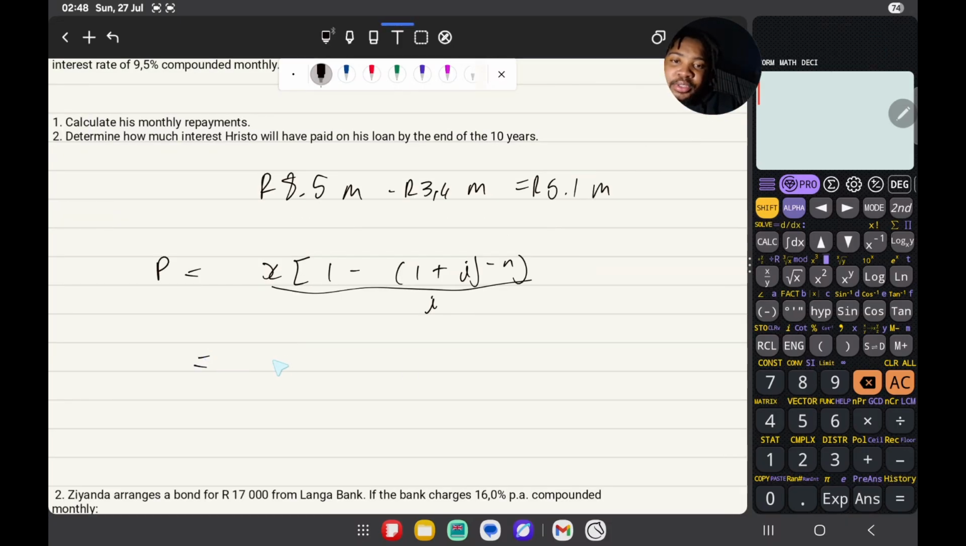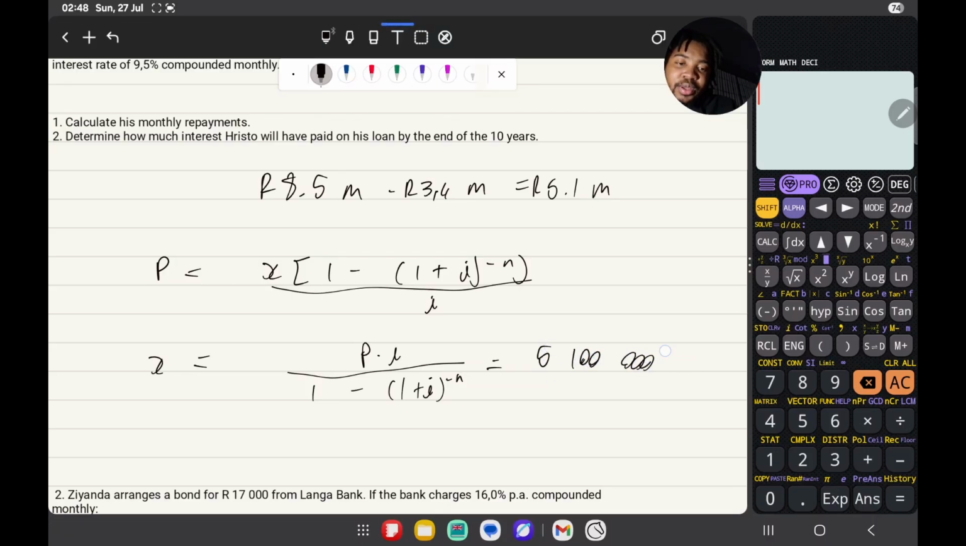Substitution is, oh, by the way, you are actually looking for P, right? Because we're looking for P, x is going to be P times i, and then you have 1 minus 1 plus i to the power of minus n. That's going to be the formula.